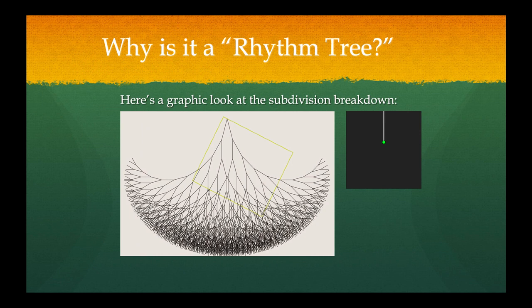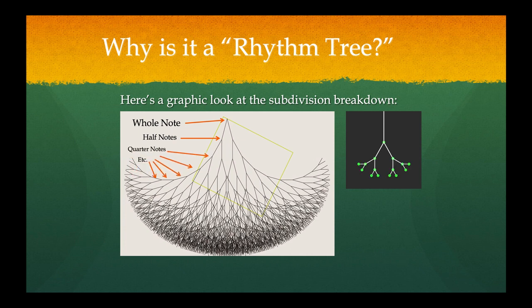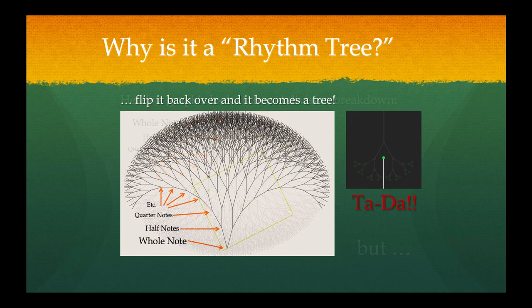So why is it called a rhythm tree? Well, here's a graphical look at the subdivision breakdown. We start with our whole note, subdivides into half notes, then quarter notes, and so on, 16ths and beyond. But flip it back over and it becomes a tree. Ta-da! The whole note grows up into half notes, quarter notes, 8th notes, 16th notes, and even beyond.